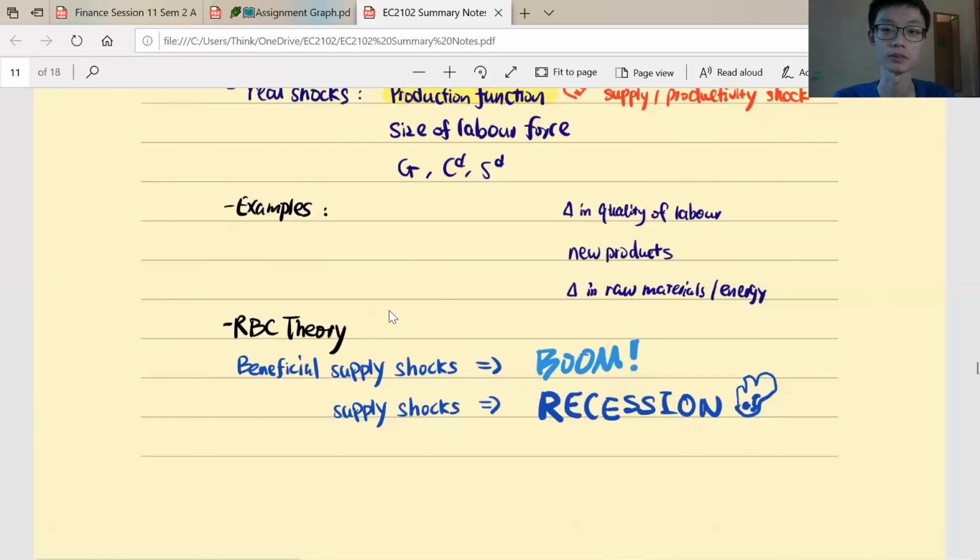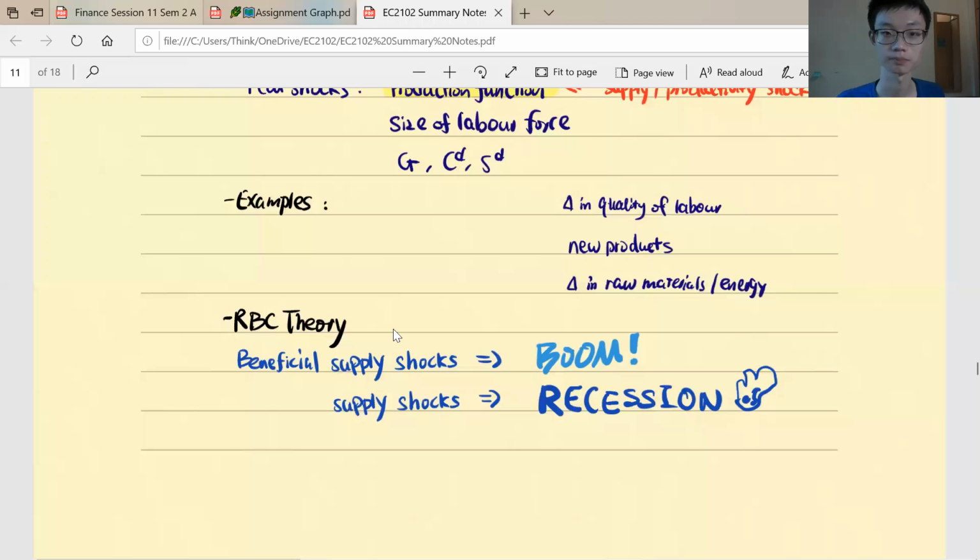Let's give some examples. For example, an increase in the quantity of labor will shift the FE line from left to the right. This is right. An increase in the raw materials will likely change the FE line to the right as well. So the beneficial supply shocks, which are also called beneficial productivity shocks, are one of the most important real shocks.